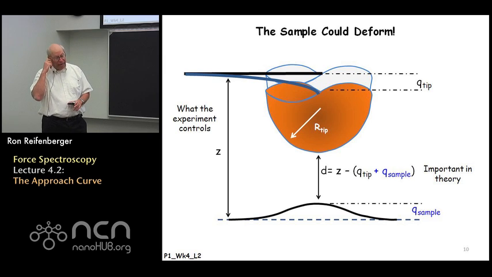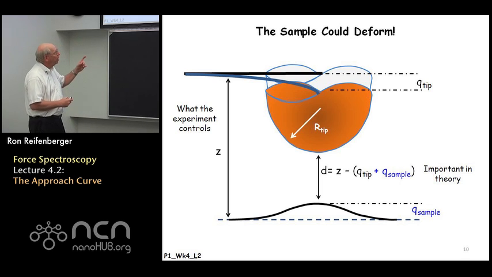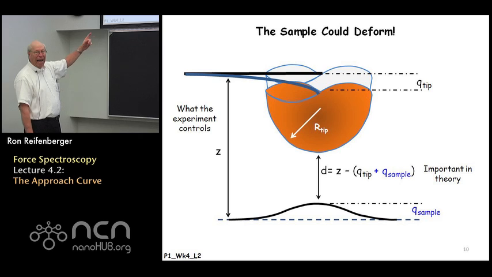I'll just end the lecture by mentioning a possibility that we haven't described, and this is particularly important if your sample is very soft. In calculating the tip sample separation, we've always assumed that D is given by the difference between Z and the deflection of the tip. But in principle, if the sample is soft, the sample could also distort. It could pull up in some way that I've schematically indicated here. And if that happens, then there's a deflection of the sample that also has to be taken into account.